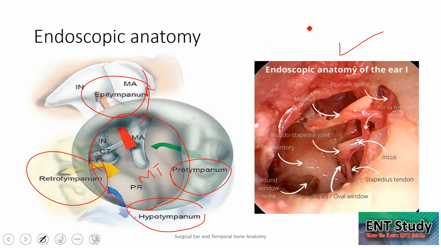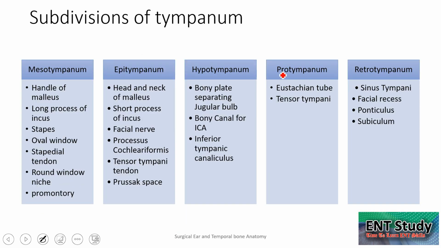retrotympanum. This picture is going to show some landmarks which are visible if you view the ear endoscopically. Actually, it's showing a lot of important parts, and this is just medial to the tympanic membrane. So this is basically the area of the mesotympanum. Now, coming towards the subdivision of the tympanum endoscopically, all of this is basically available in books.